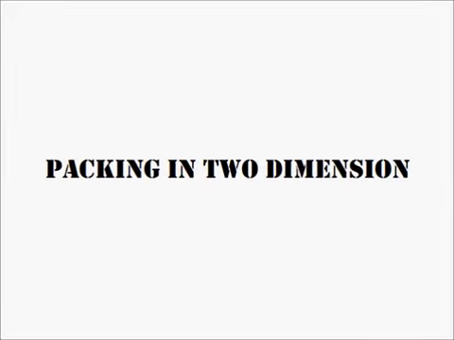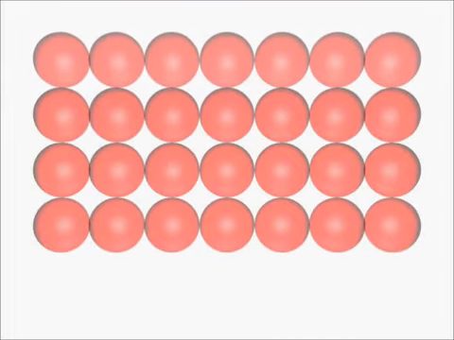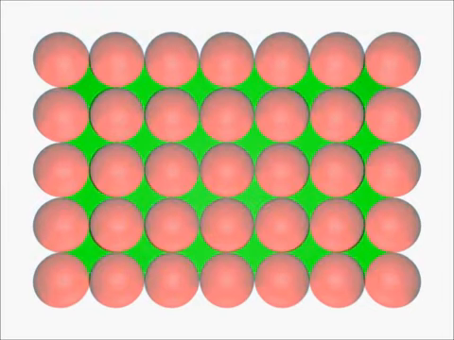Packing in two dimensions. To arrange spheres in two dimensions, we take the linear one-dimensional arrangement that was shown previously. There are two ways by which we may arrange the spheres in a two-dimensional platform. They may be arranged like this. Note that each linear arrangement is aligned vertically. Here the vacant space is this.